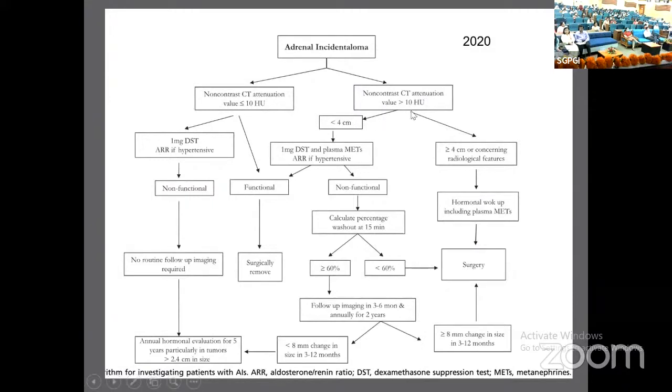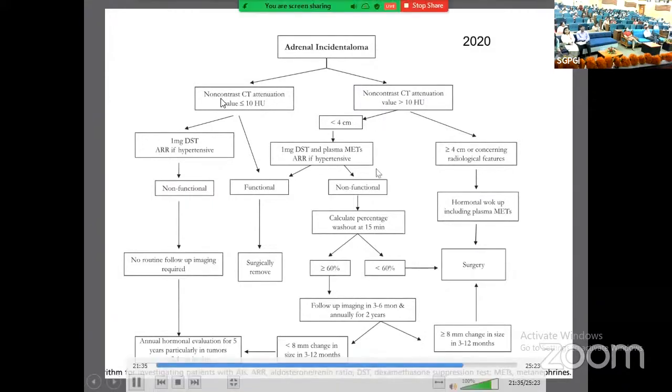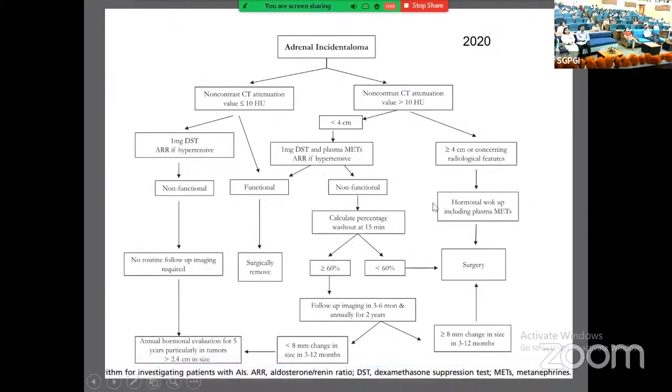If it is more than 10, then depending on the size, you will do estimation for the metanephrines for excluding pheochromocytoma. But if the Hounsfield unit is less than 10, pheo is excluded. You may not do a metanephrine. Just do a 1 milligram dexamethasone suppression test to rule out steroid-producing adenoma. And in patients who are hypertensive, do an aldosterone-renin ratio.